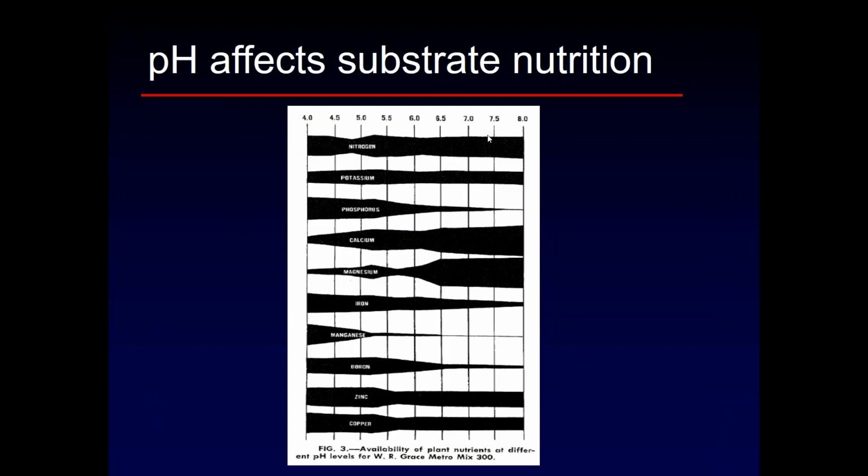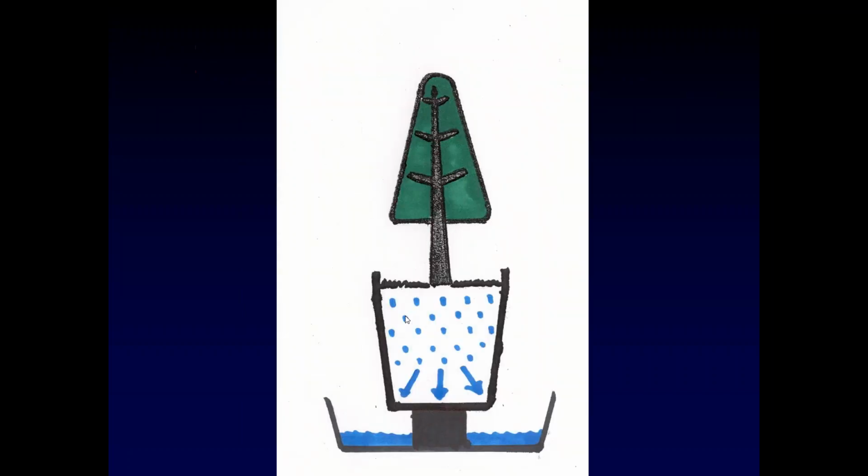This is a chart that was made at Ohio State University many years ago, but I've done a lot of work looking at nutrient availability as a function of pH in pine bark substrates. And I believe that this chart showing the relative availability of nutrients as a function of pH is pretty accurate for most soilless substrates. So this one was developed specifically for our container media. This is the one you should refer to if you're going to use these charts. But what it shows is just how influential pH can be on nutrient availability in a container.